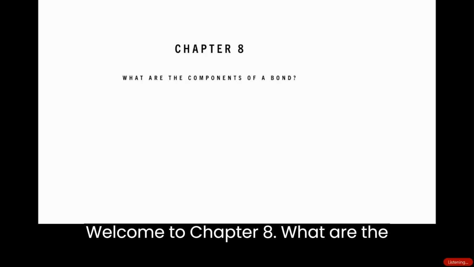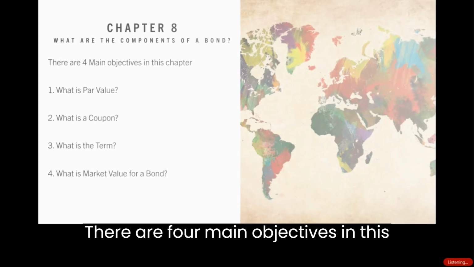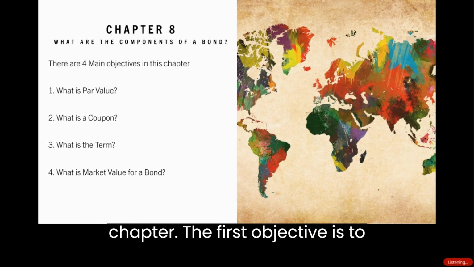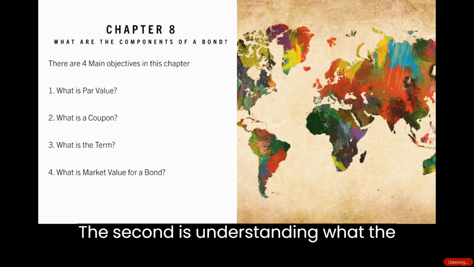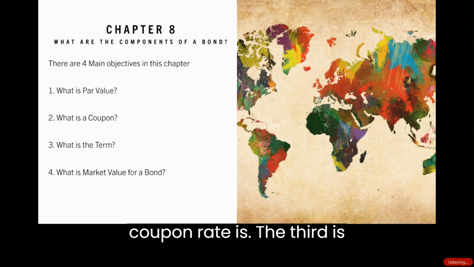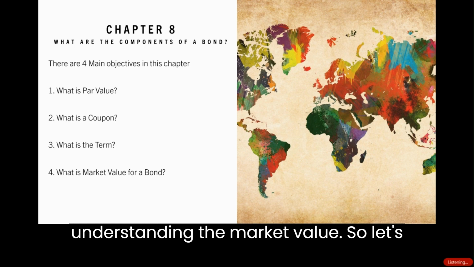Welcome to Chapter 8. What are the components of a bond? There are four main objectives in this chapter. The first objective is to understand what is par value. The second is understanding what the coupon rate is. The third is understanding the term. And the fourth is understanding the market value.